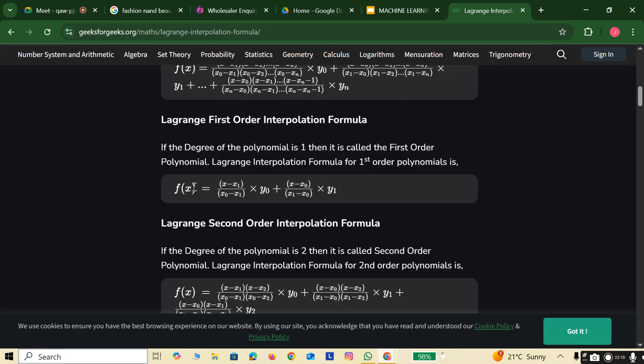But the value of x minus x1, where x1 is basically the first position of x, all over x naught minus x1, times y naught. Y naught is the first position of y. That is to say, let me bring up Paint.